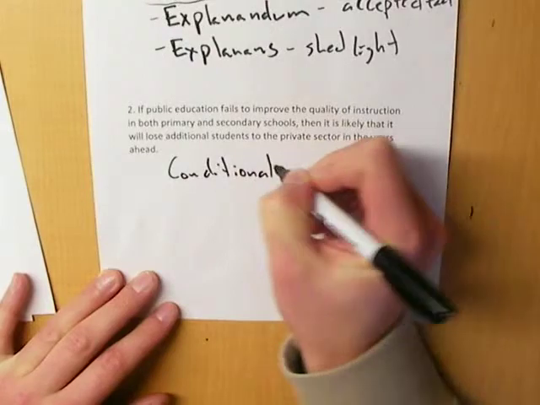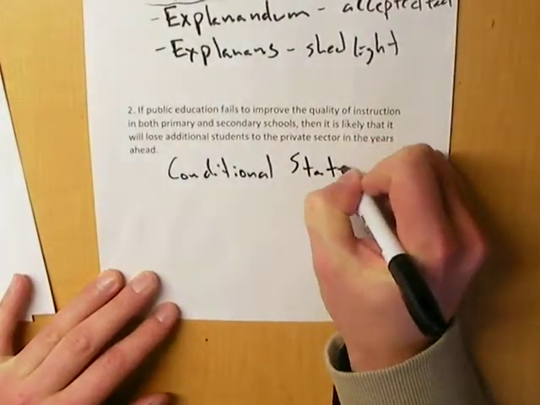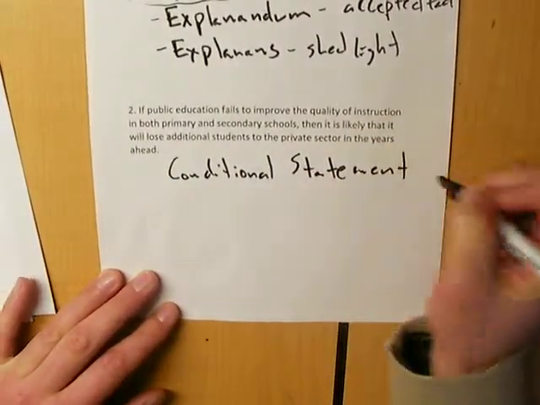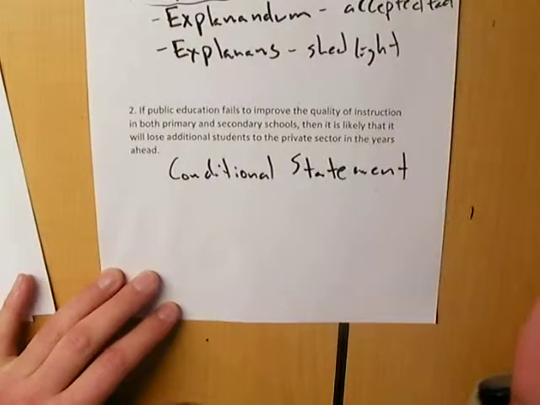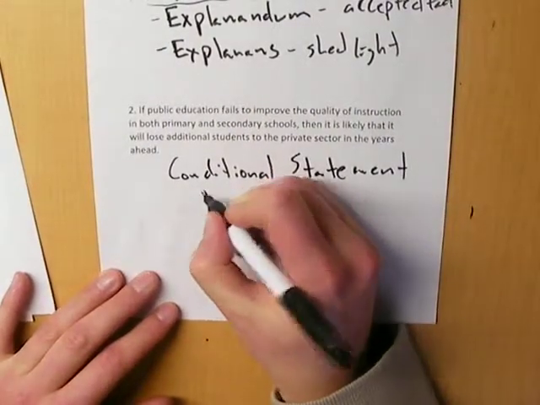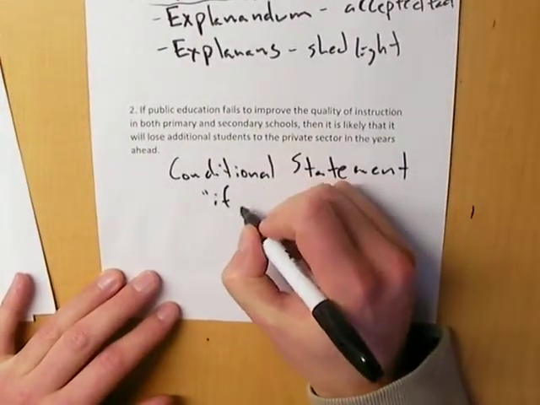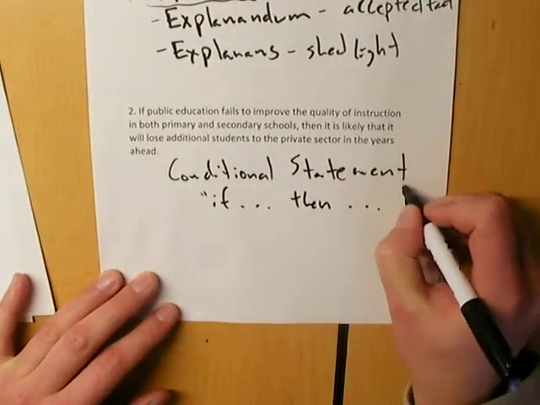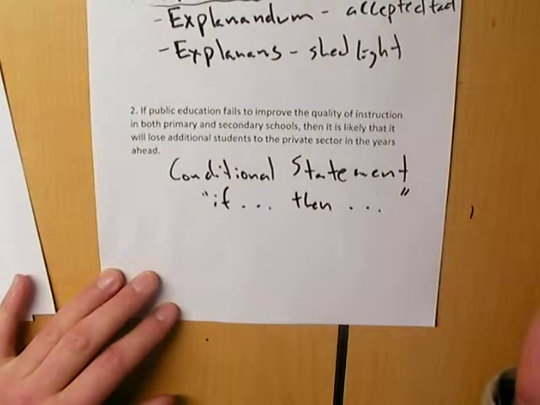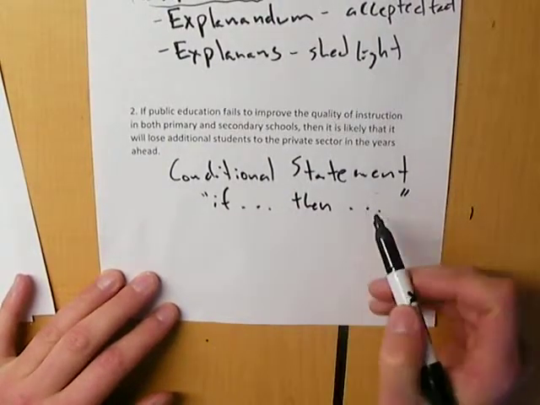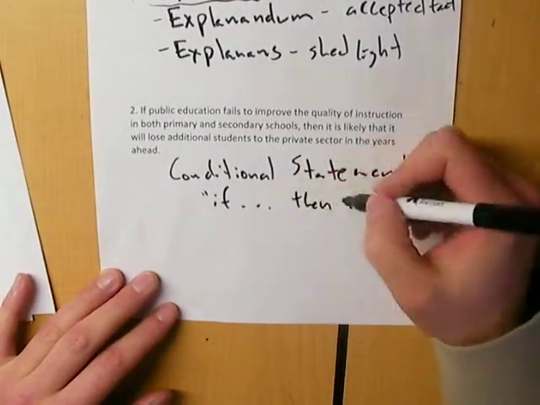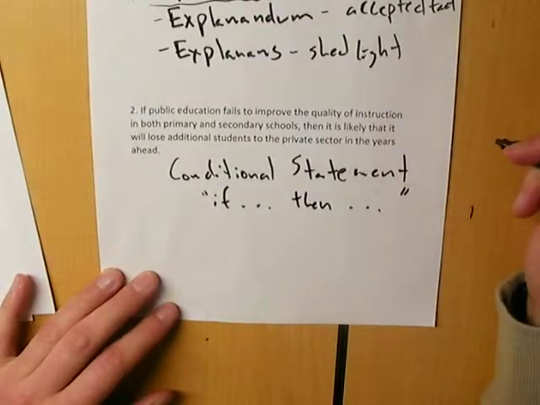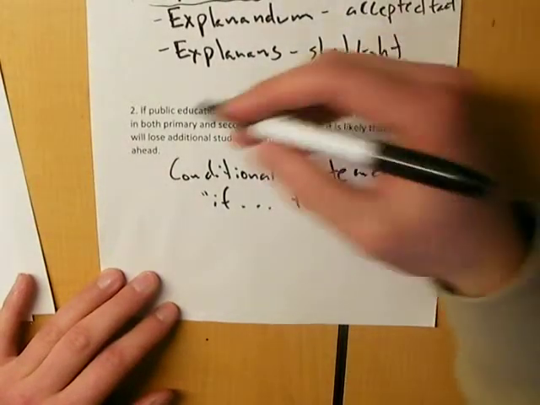Remember, if it's a non-argument, we need to identify the type. A conditional statement, there's the fancy lingo, it'll be featured on the test. A conditional statement is just simply an if-then statement. That's all that's meant by a conditional statement. An if-then statement. And given the definition, it's pretty obvious now that our example is in fact a conditional statement.